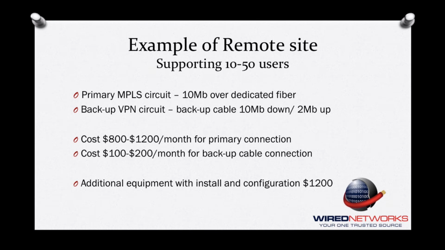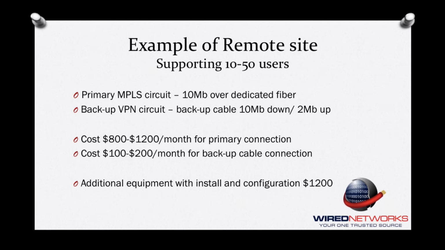We're going to support 10 to 50 users on the network. Again, primary MPLS connection. In this case, I want to use a 10 meg Ethernet circuit. The key being, I want a 10 meg dedicated fiber Ethernet circuit, if available. I want to back that up with a VPN circuit. In most cases, I will either use a T1 if I've got Ethernet, or I would use a cable backup. We can also use other modes, and we'll get into that in later discussions.